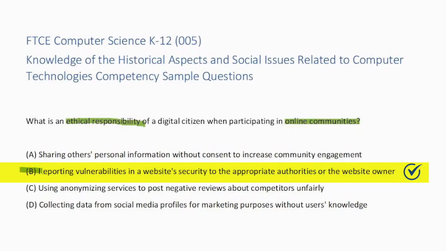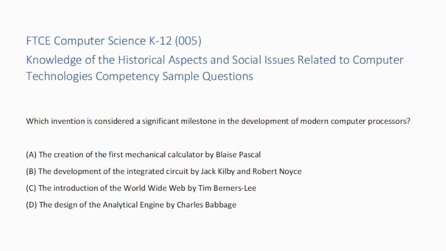Which invention is considered a significant milestone in the development of modern computer processors? A, the creation of the first mechanical calculator by Blaise Pascal. B, the development of the integrated circuit by Jack Kilby and Robert Noyce. C, the introduction of the World Wide Web by Tim Berners-Lee. Or D, the design of the analytical engine by Charles Babbage. Within the question, our focus point should be that we're looking for an invention, and it needs to be a significant milestone when we're talking about the development of the modern computer processor.